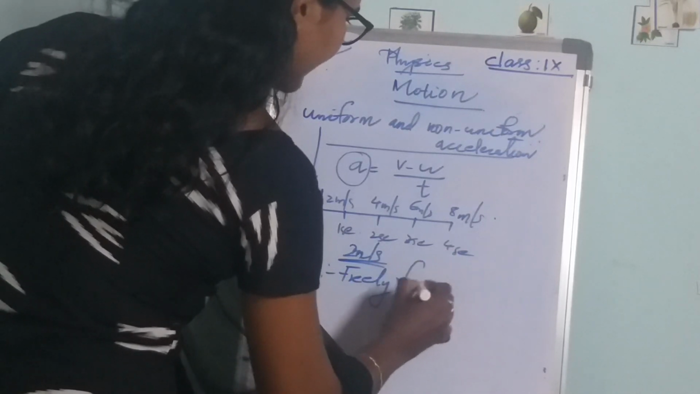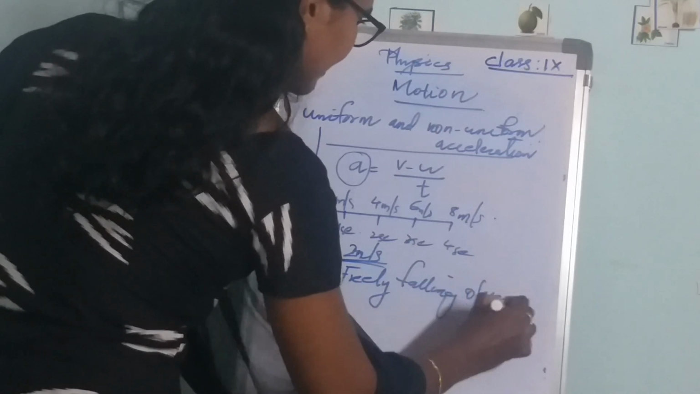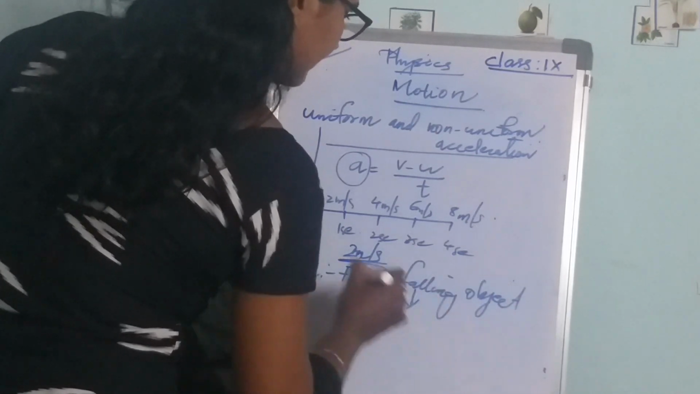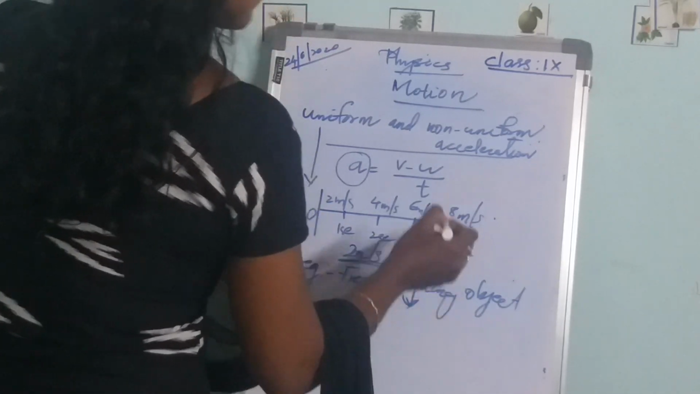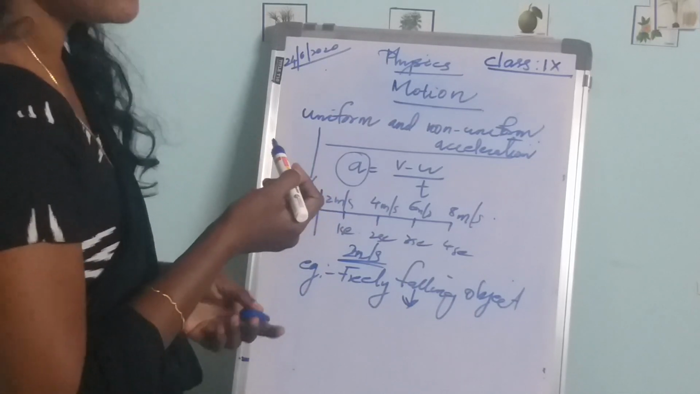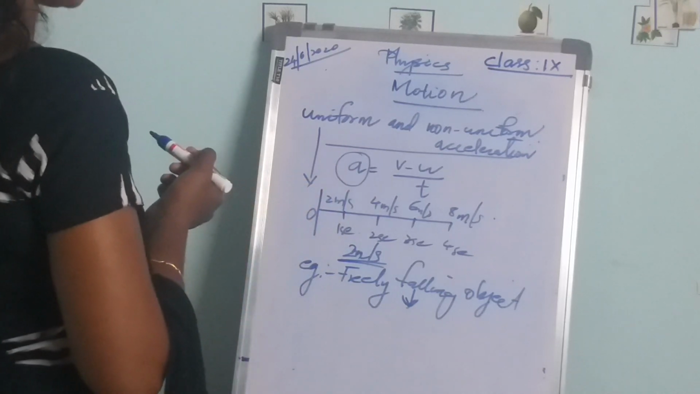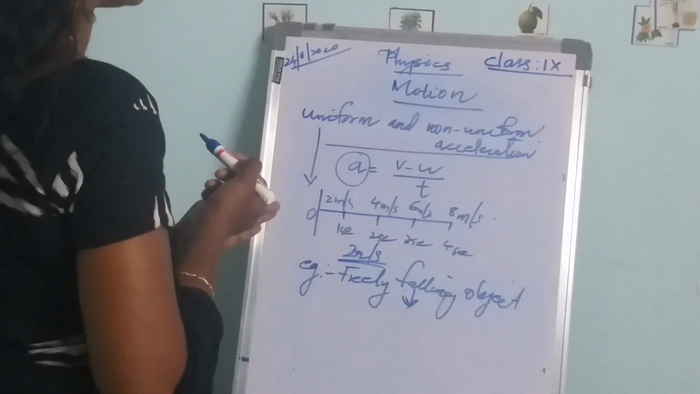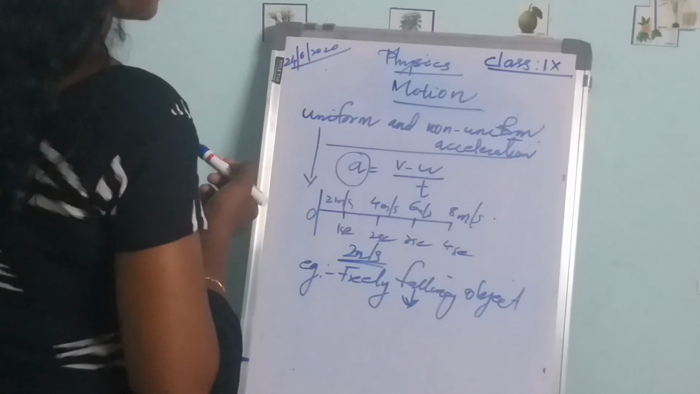An example for uniformly accelerated motion is the motion of a freely falling object. What is meant by a freely falling object? Suppose the motion of an object is only under Earth's gravitational force, then that movement is a freely falling movement. Such a freely falling object is considered to be in uniformly accelerated motion.